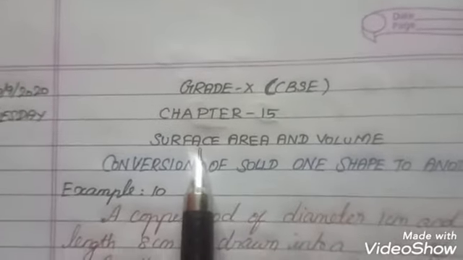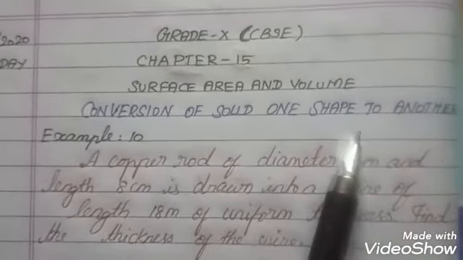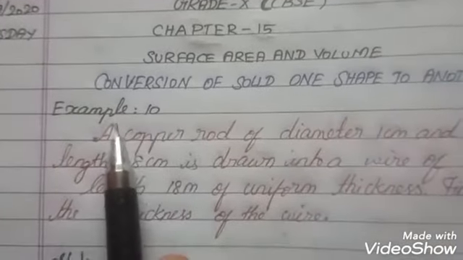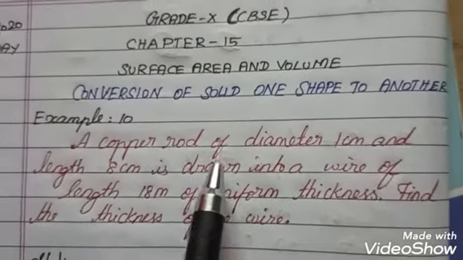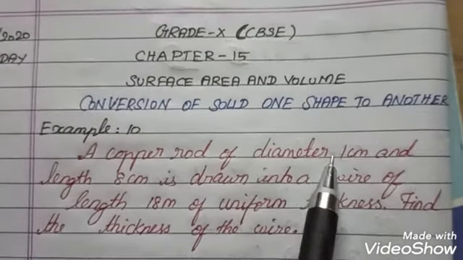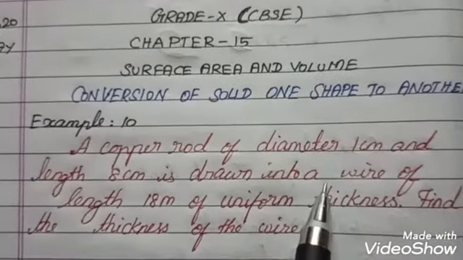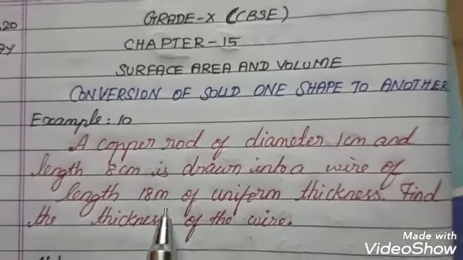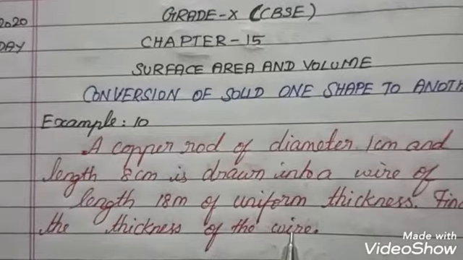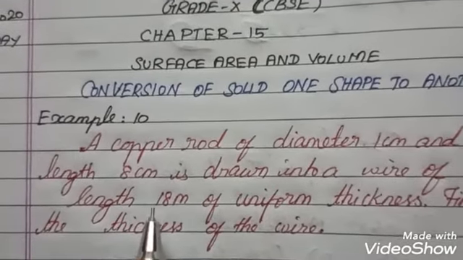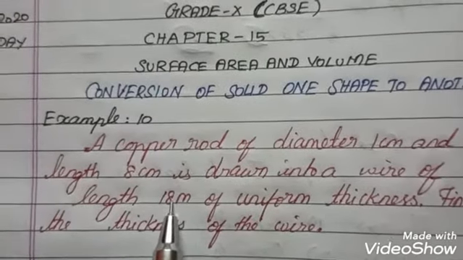So now we continue the same chapter, surface area and volume, conversion of solid from one shape to another. Now we see example number 10. A copper rod of diameter 1 centimeter and length 8 centimeter is drawn into a wire of length 18 meter of uniform thickness. Find the thickness of the wire. So thickness means you need to find out the diameter. Okay, so diameter is the thickness of the wire.